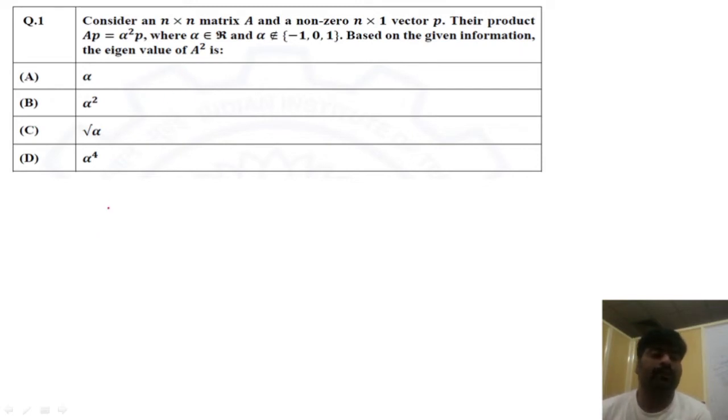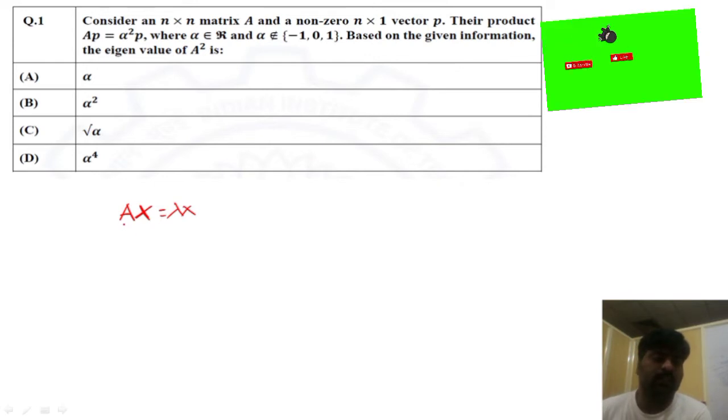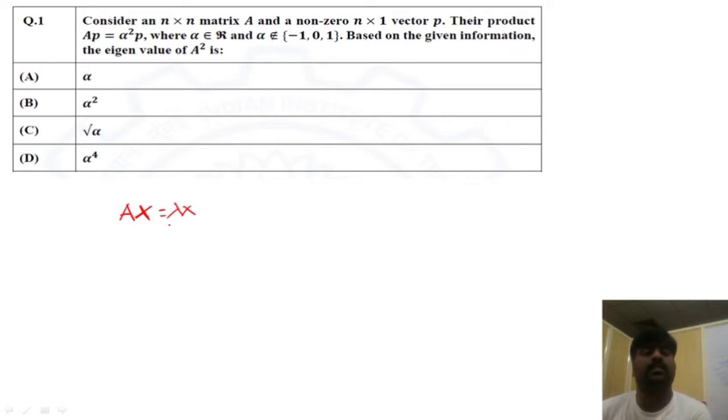Generally, based on the definition of eigenvalue, whenever A is a given matrix and x is any n by 1 vector that satisfies the condition Ax equal to lambda x, then lambda is called an eigenvalue of A, and x is called an eigenvector.